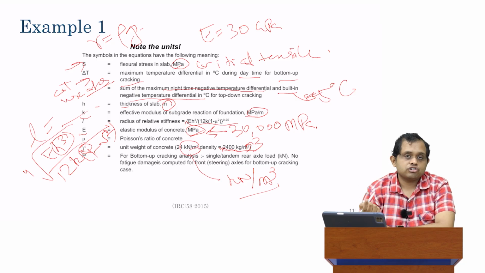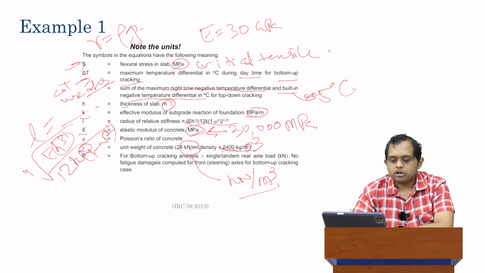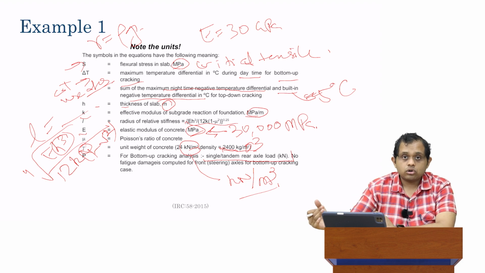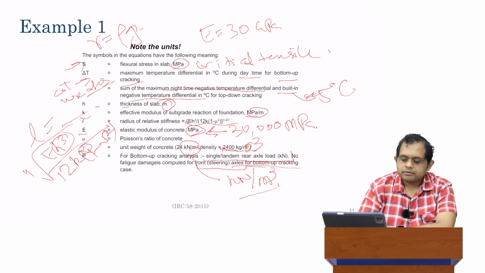So, this is another unit conversion which you're going to have to perform on the way. These unit conversions are generally what will trip up students. That's why I'm emphasizing it so strongly. P, as I already mentioned, for bottom-up cracking analysis, is the single or tandem axle rear axle load. It is the total axle load, not the wheel load. No fatigue damage is computed for the front steering axle for bottom-up cracking. I already mentioned that.